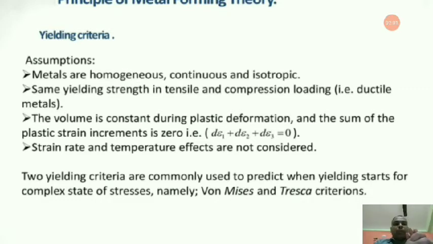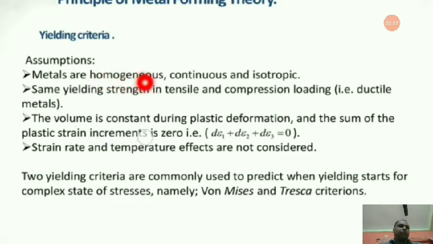After the yielding, the plastic region starts, as I earlier told you in the stress strain diagram. So yielding criteria is very important for metal forming processes. The first assumption in yielding criteria is that metals are homogeneous, continuous and isotropic.